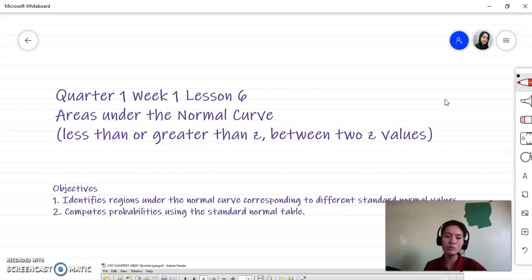In this video, we're going to find areas under the normal curve. Specifically, areas less than or greater than z and between two z values.